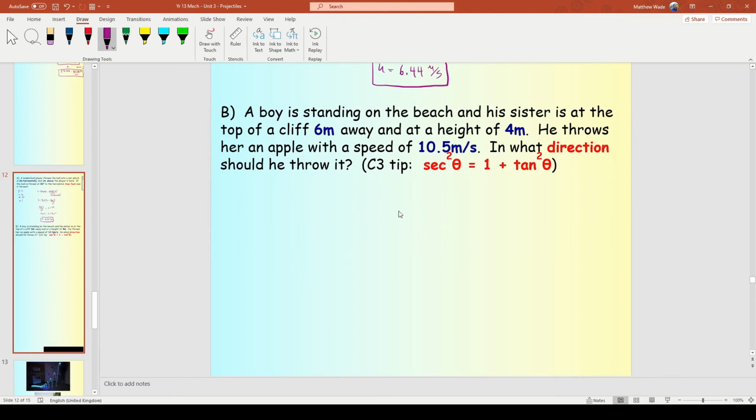A boy is standing on the beach and his sister is on top of a cliff 6 meters away and at a height of 4 meters. He throws an apple with a speed of 10.5 meters per second. In which direction should he throw it? So we were after theta. Cool. Now, here you go, my buddies.